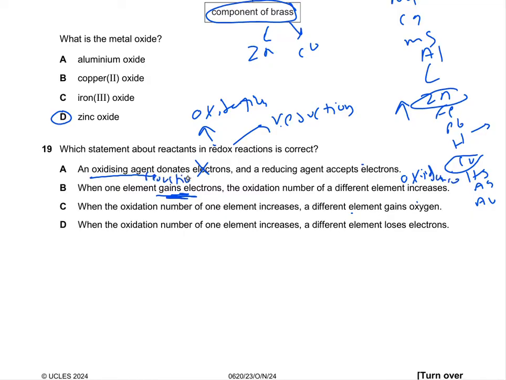So reduction and oxidation takes place in the same place at the same reaction. So that's true. When one element gains electrons, it's reduced. The oxidation number of a different element increased. Yes, the different element is oxidized. Yes, reduction and oxidation takes place at the same reaction.